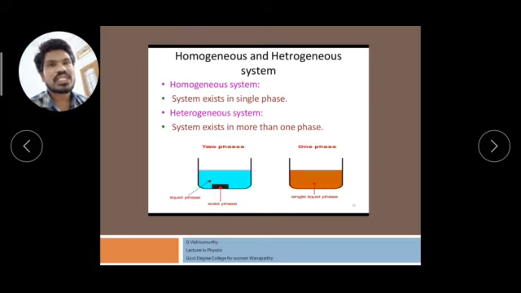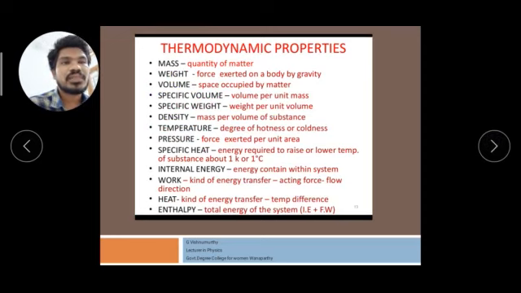So these are the classification of thermodynamic systems: isolated, open and closed systems, and heterogeneous and homogeneous systems. And there are thermodynamic properties, which are terms used in thermodynamics. Mass is the quantity of matter. Weight is the force exerted on a body by gravity. Volume is the space occupied by matter.